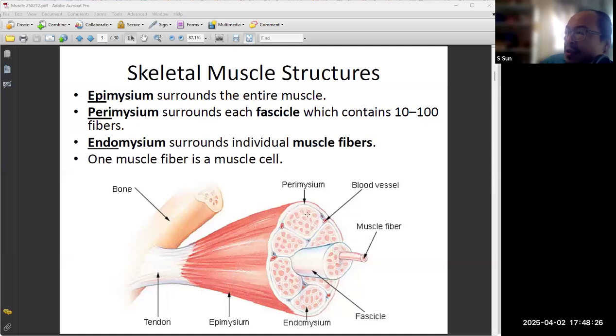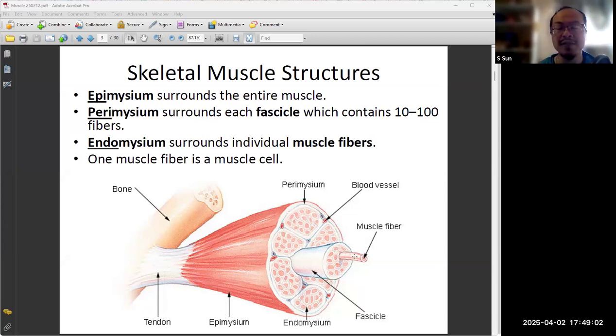we also have an additional membrane to wrap around each muscle fiber. This membrane is called endomysium. And so that's the overall picture, look at this. This is one of these fascicles wrapped by perimysium. And here is a single muscle fiber. Each single muscle fiber is a muscle cell. So that is the overall arrangement or organization of the skeletal muscle.